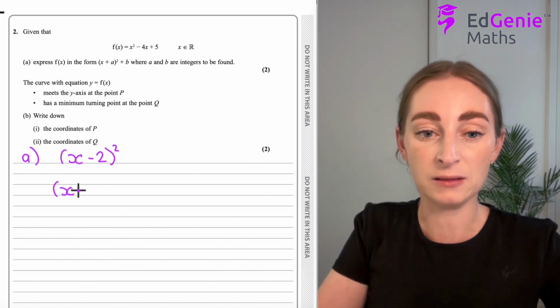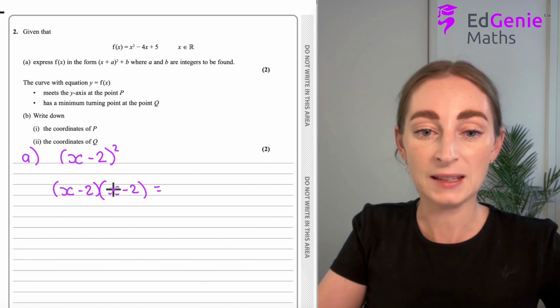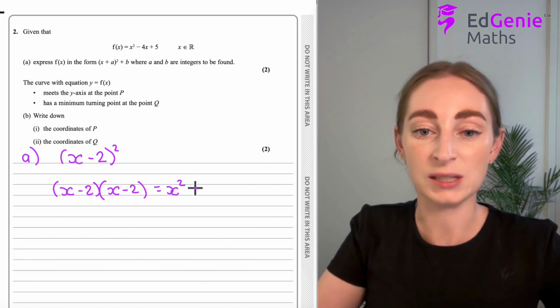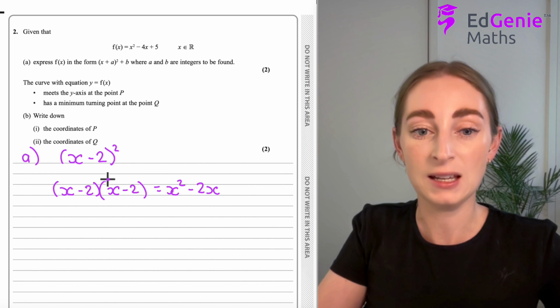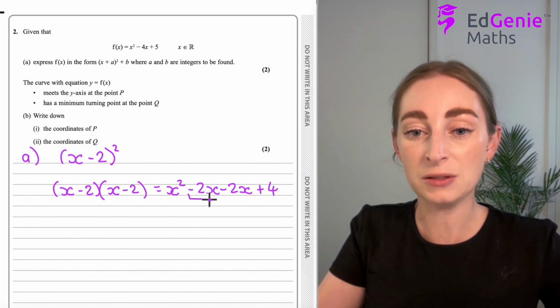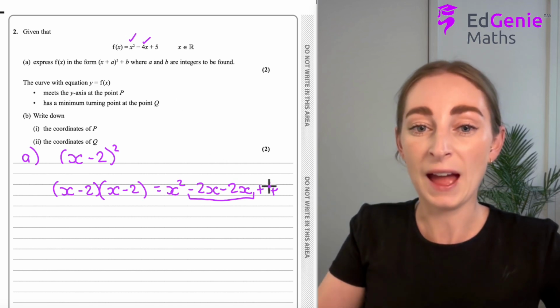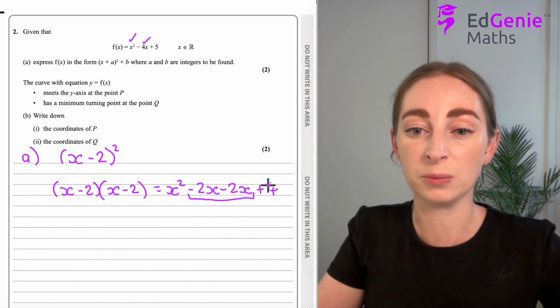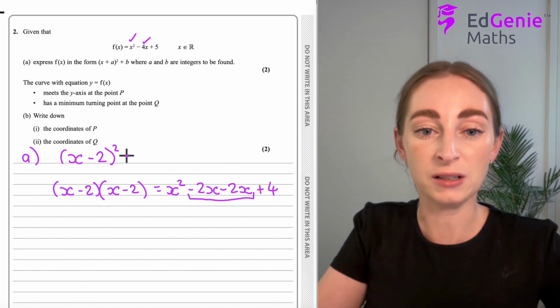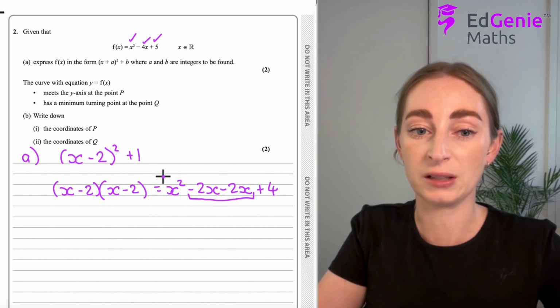Let's multiply that out to see what we get, because we want to get x squared minus 4x plus 5. X times x is x squared, x times -2 is -2x, and again -2x. -2 times -2 is positive 4. So these two terms simplify to give us that -4x. We have that x squared, but we haven't got this plus 5, we've got plus 4. So to get to plus 5, we need to add 1. Okay, so this is our final answer.